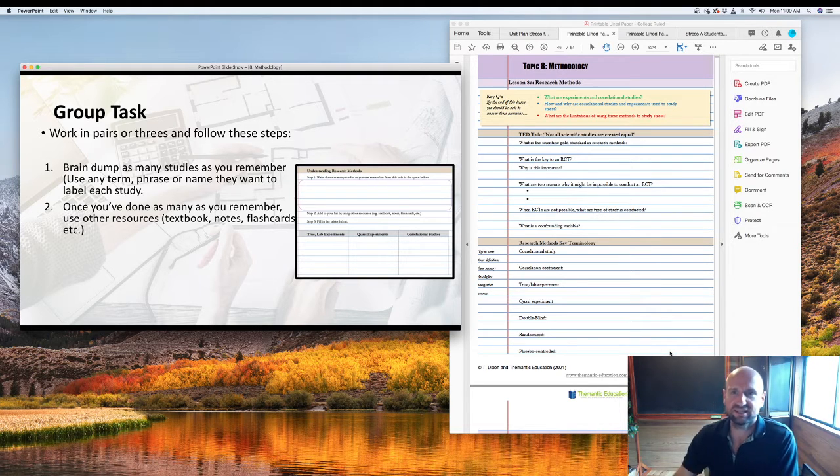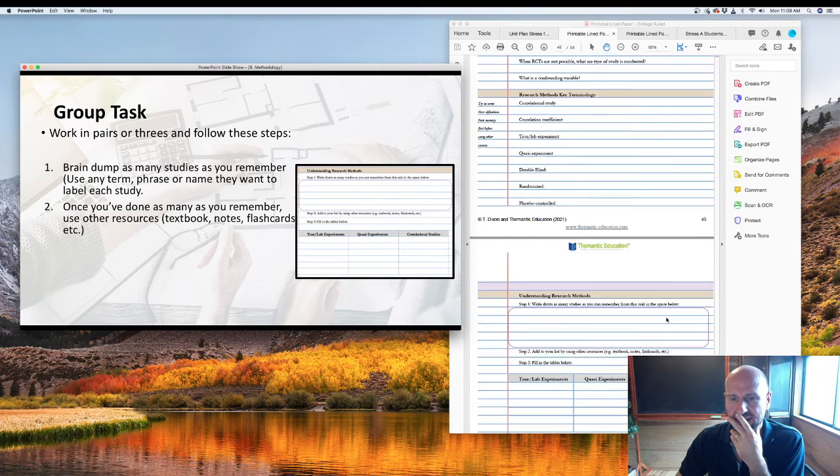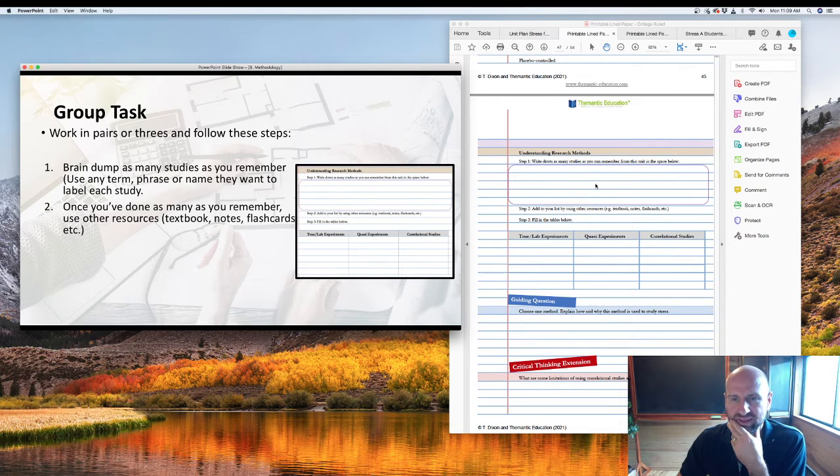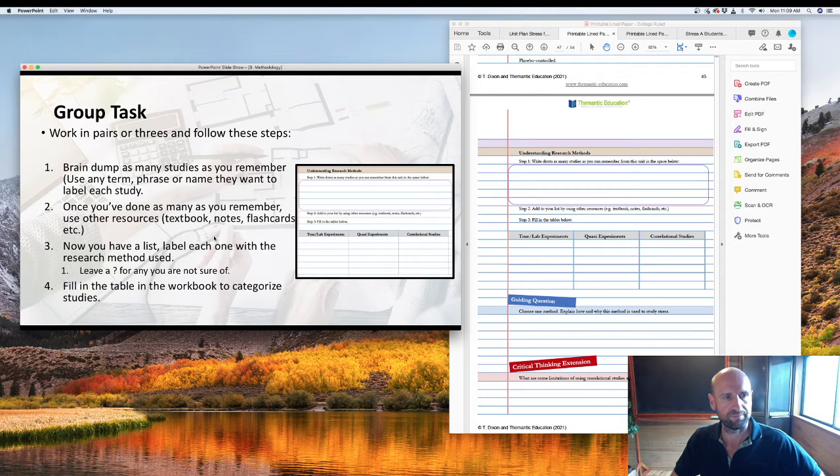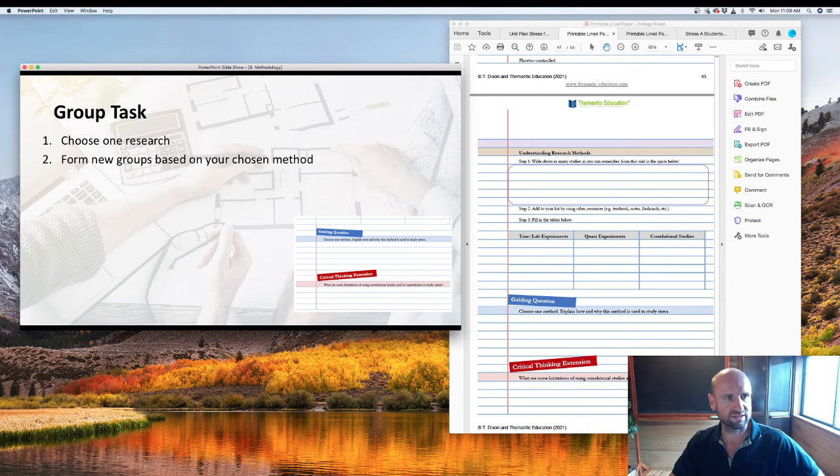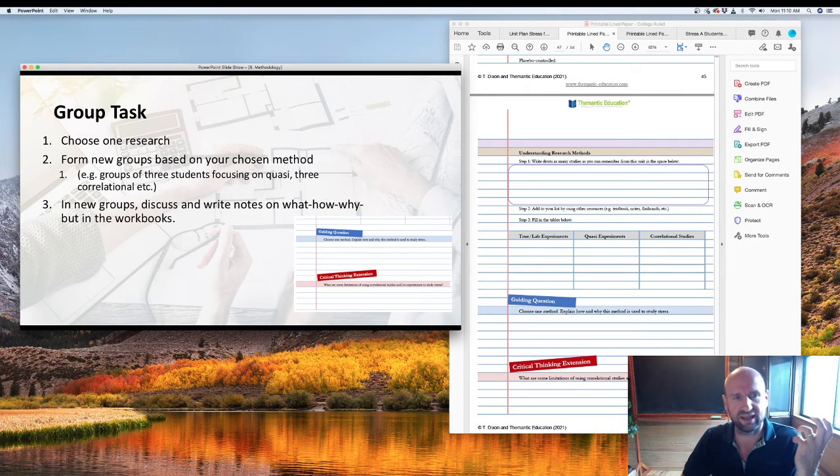Anyway, they write down the studies they can remember, and we write down the studies they remember, and then they can use their books or other resources to add to the list. And then in this table here in the workbooks, they write down the examples for each. Now what they're going to do is they choose one method that they like, or they feel like they're an expert on, and form new groups. So you get a correlational group, a quasi group, a true group, and then they figure out, okay, how and why was that method? What is it? How was it used? Why was it used?